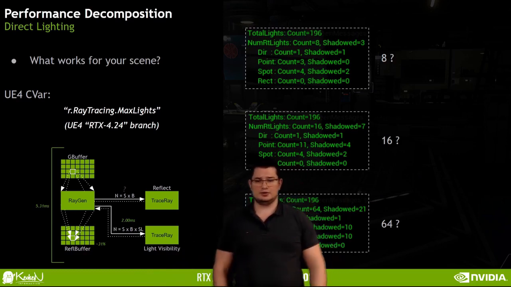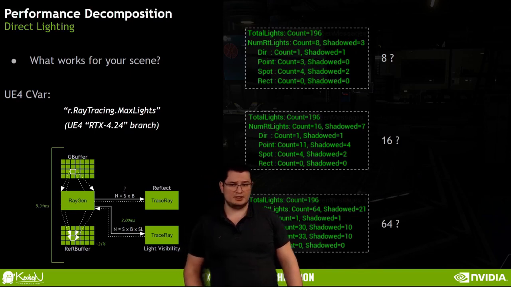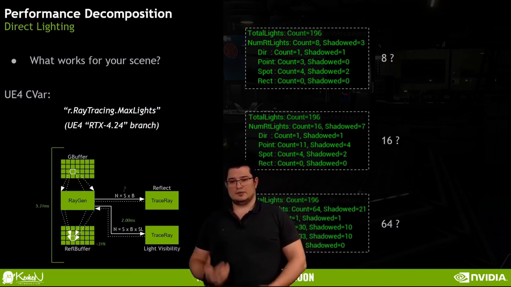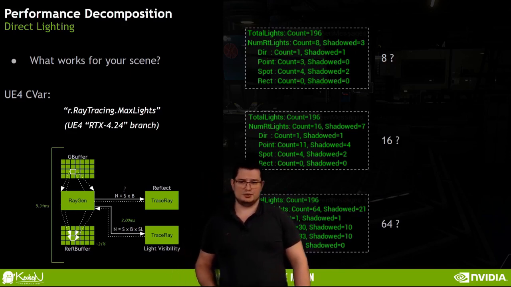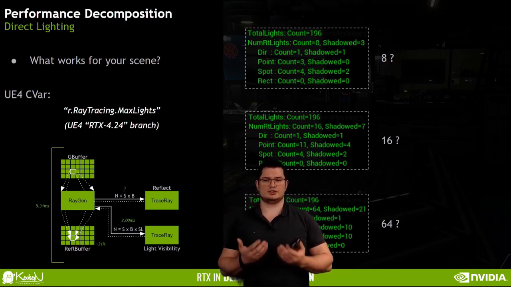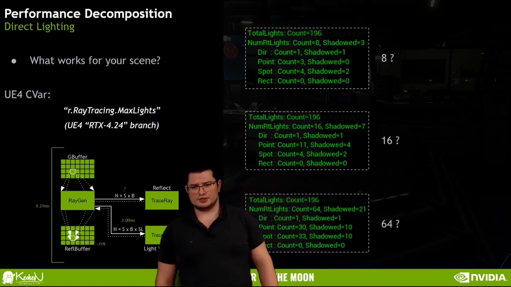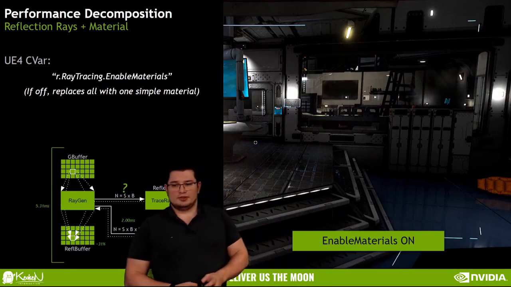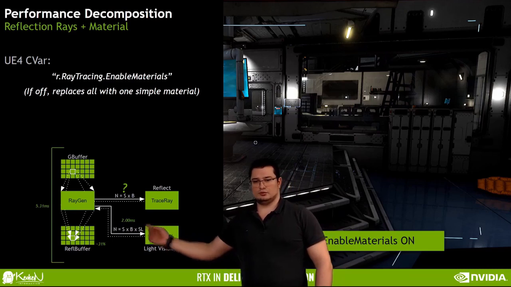However, to be able to do that, the Unreal Engine 4 stock version doesn't have that ability yet. Not sure if it will come, but we have our own NVIDIA RTX 4.24 branch, which supports a CVAR and allows you to set the maximum number of lights. So yeah, go check it out. All right, so we know now that the lighting cost is in total 2 milliseconds.